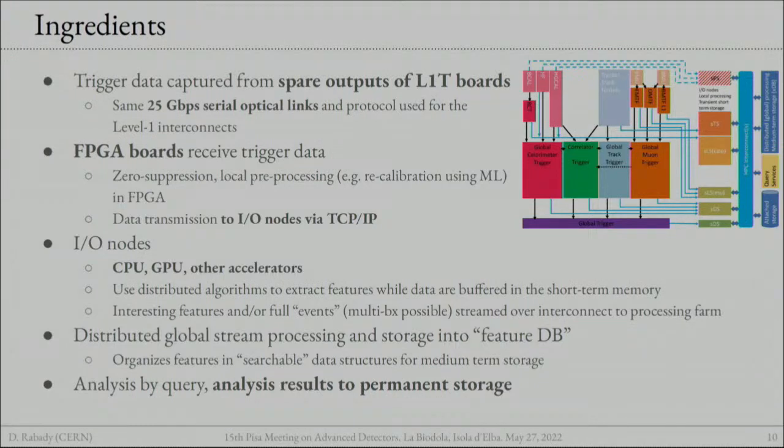The I/O nodes, those are normal computers equipped with GPUs or other processors, run some distributed algorithms that extract features that we think would be interesting, and if we find something interesting, then we send this via an interconnect to a stream processing farm that eventually stores these data into a feature DB that will enable us to do analysis by query, and eventually then the analysis results, or as I mentioned, tiny events are stored on tape or other permanent storage.